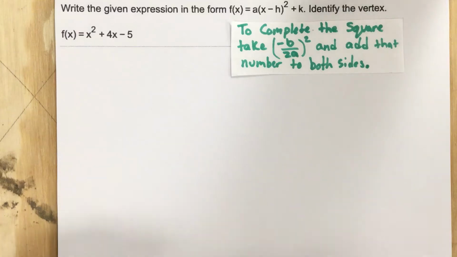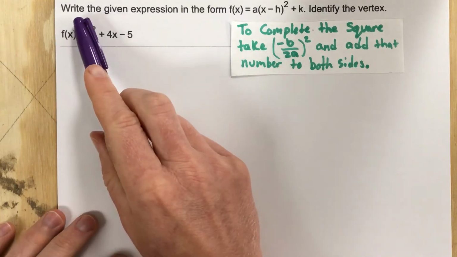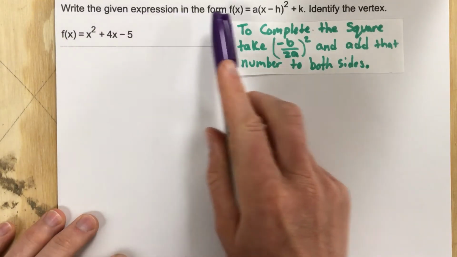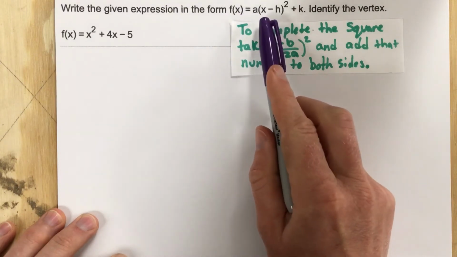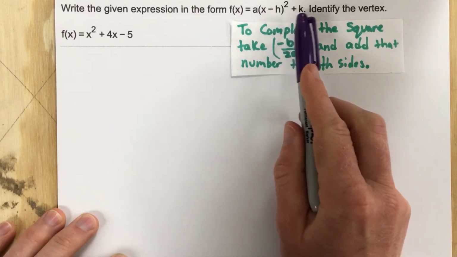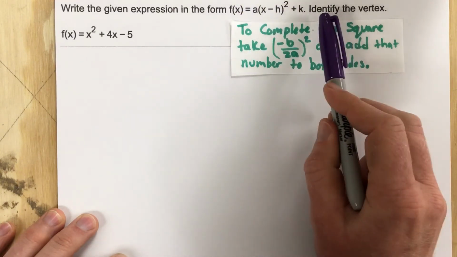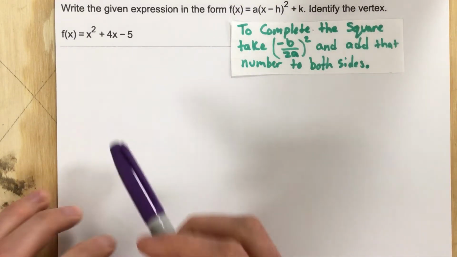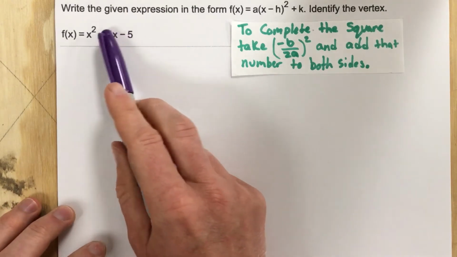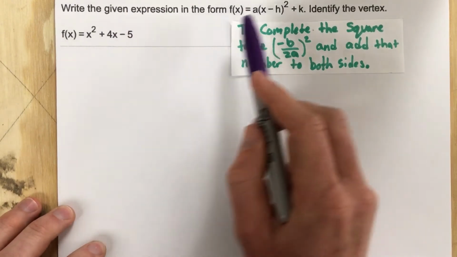This is problem number 5 for assessment number 4. In this problem it says write the given expression in the form f of x equals a times (x minus h) squared plus k. This is vertex form. Identify the vertex.